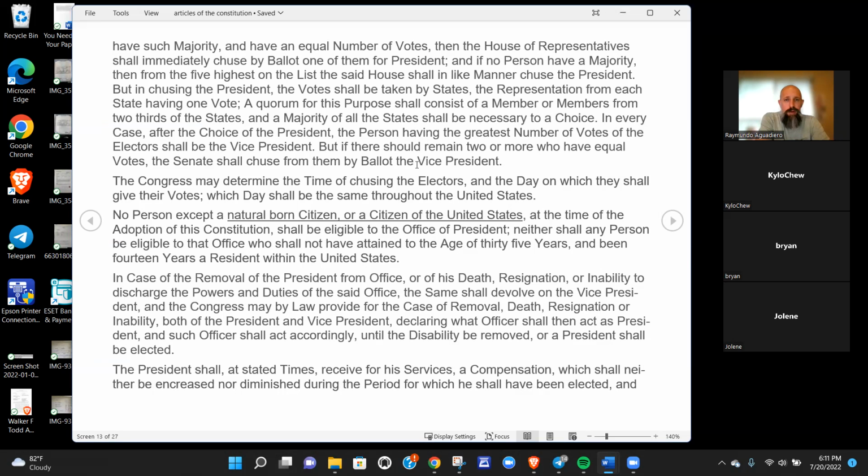A quorum for this purpose shall consist of a member or members from two-thirds of the states, and a majority of the states shall be necessary to a choice. In every case after the choice of the president, the person having the greatest number of votes of the electors shall be the vice president. But if there should remain two or more who have equal votes, the Senate shall choose from them by ballot the vice president. So basically, when you take the top five and you vote, whoever gets the most votes is president, and whoever gets the second most votes is the vice president.